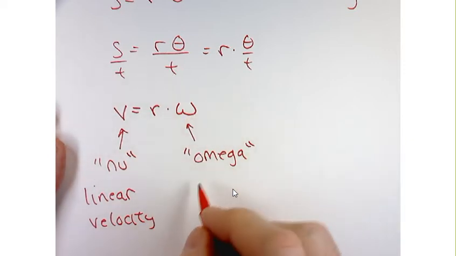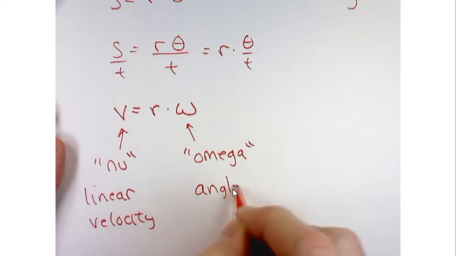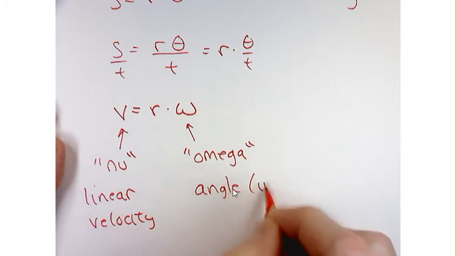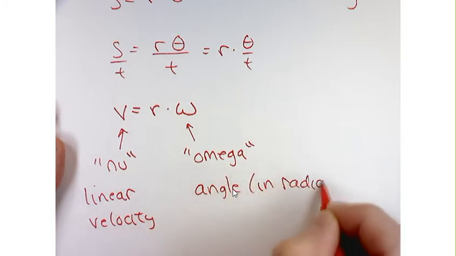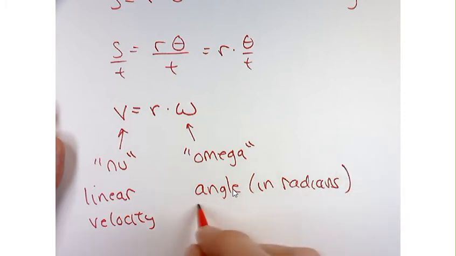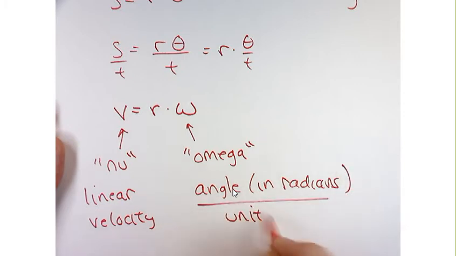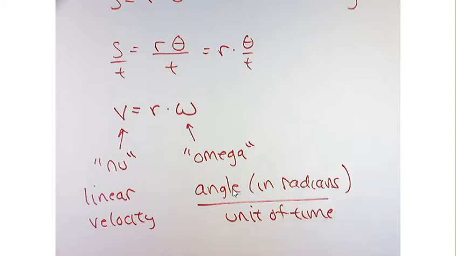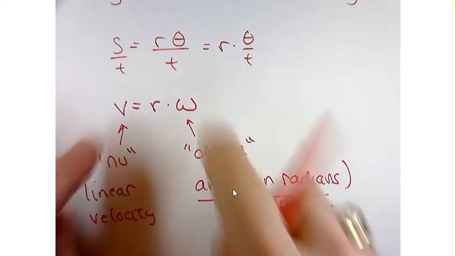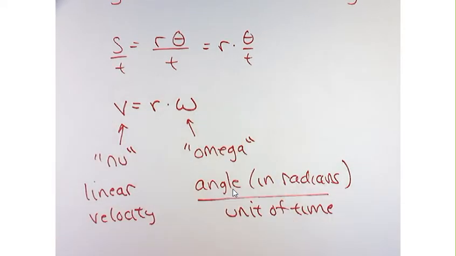So this is your angle in radians per unit time. Basically, it's how fast is your angle changing in radians. So it's going to take a little bit of you getting used to. It's not something that's intuitive right away. So let's take a look at a couple problems with this stuff.